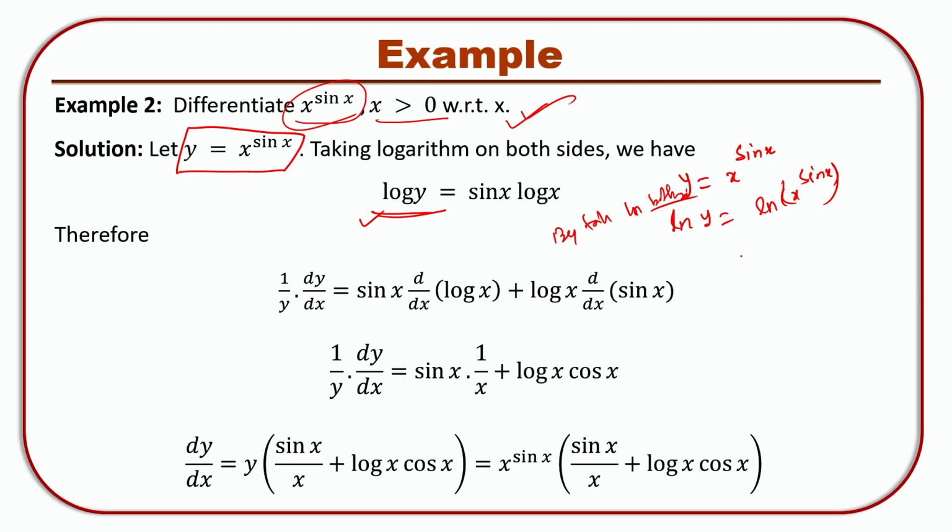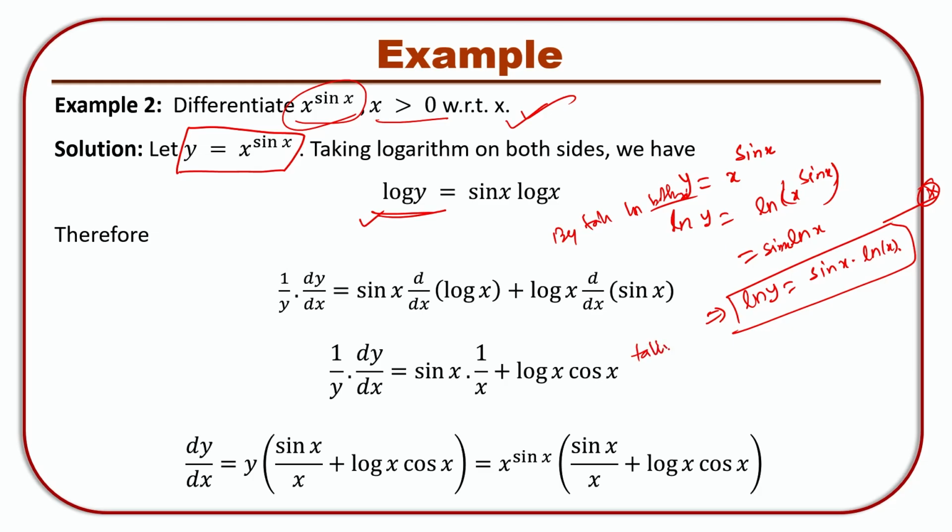Now this can be written as sine of x into ln x. So finally we have ln y is equal to sine of x into ln of x. That is what we have, our equation from the given problem. Now I have to take differentiation on both sides with respect to x. So ln y can be written as 1 by y into dy by dx is equal to, here there are two terms.